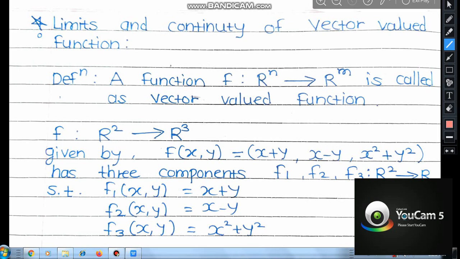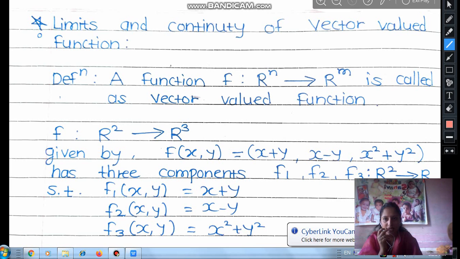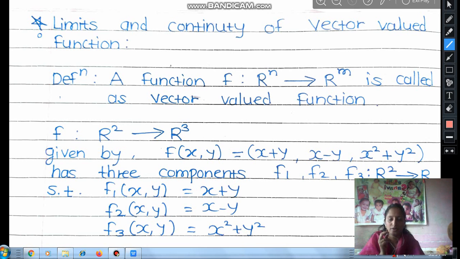Today is the lecture about vector field. In previous lectures, we discussed scalar field. Then, what is scalar field? Limit and continuity of the scalar field. Some examples of limit and continuity. How to calculate limit of the function. How to check whether the function is continuous or not.